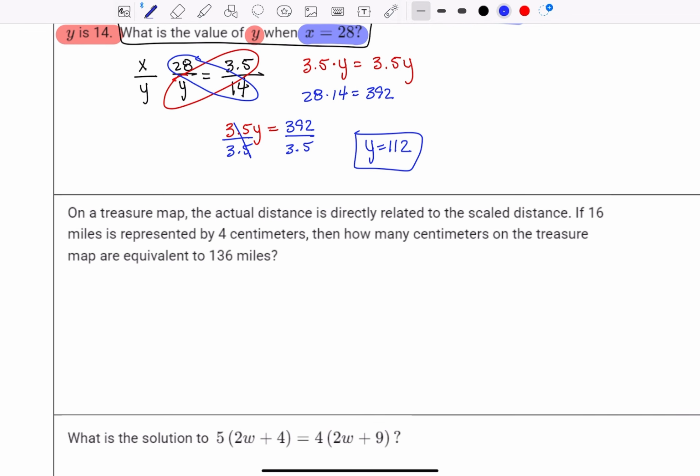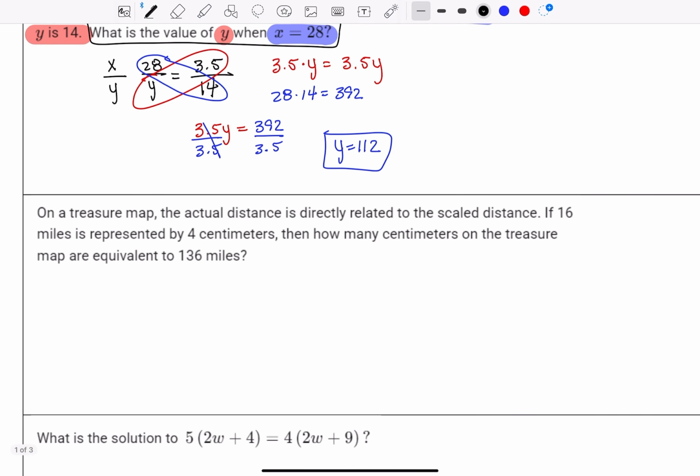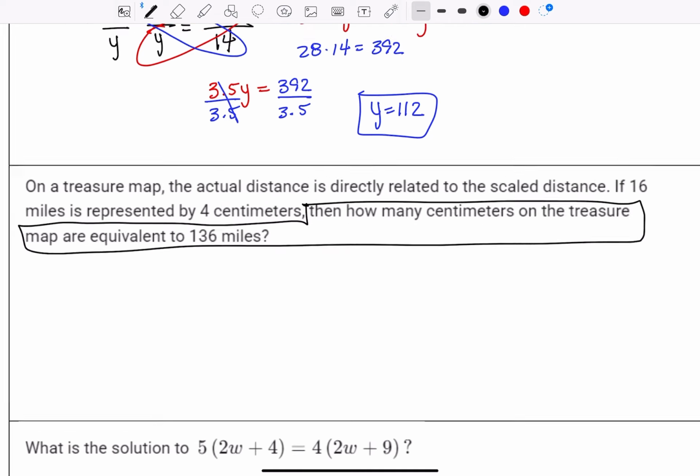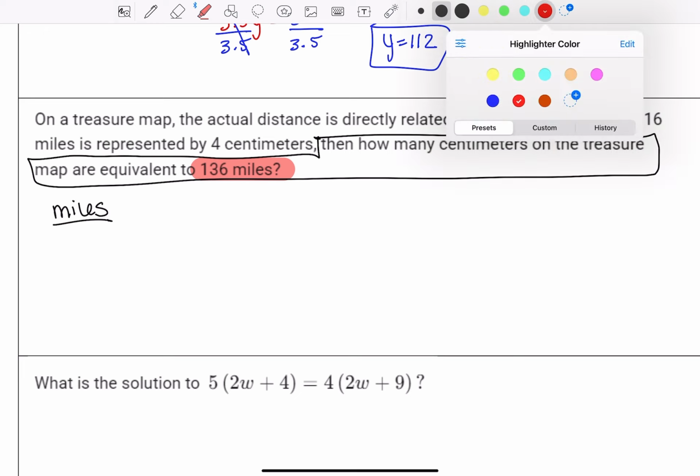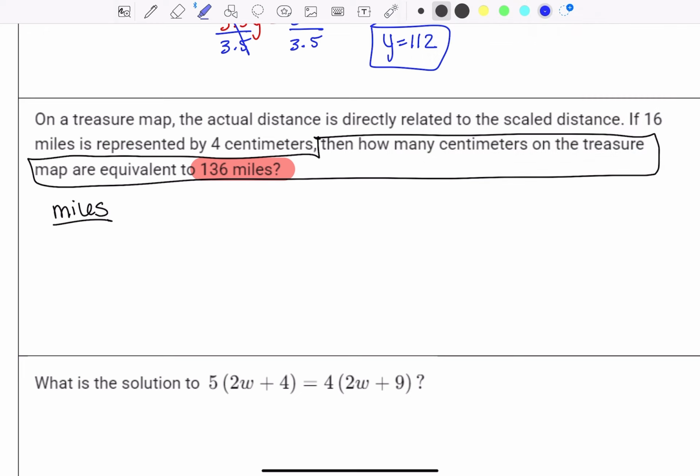Now here it's going to be the exact same concept, except there's just going to be units instead of variables. You're going to go straight to the question. So you're going to have 136 miles. And then you're looking to see where your question is. How many, what is, find, which is centimeters, cm. So I have 136 miles, and I'm looking for centimeters, so I'm just going to put C.